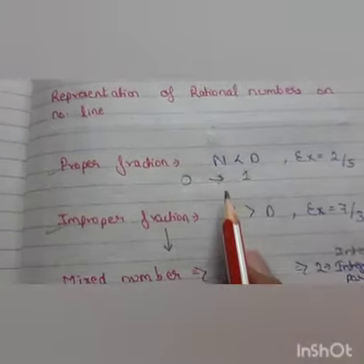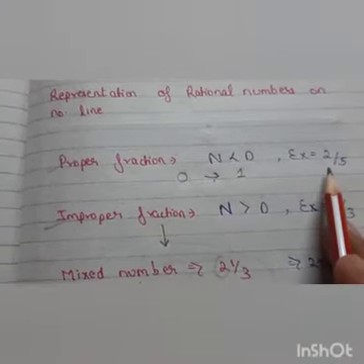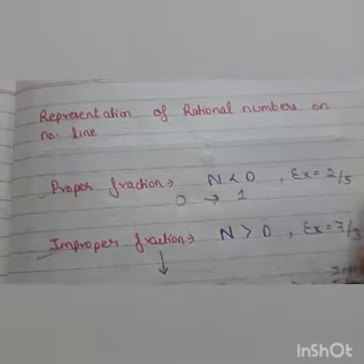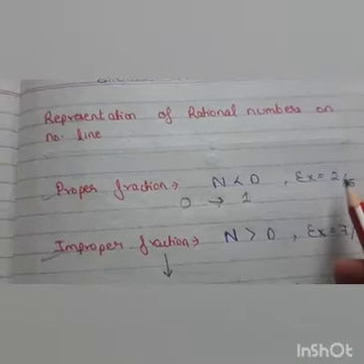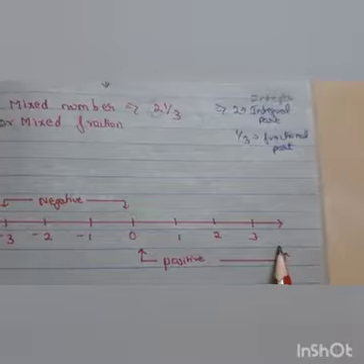But remember one thing, between 0 and 1, this I am saying for positive proper fractions, like 2 by 5. Is this positive or negative? This is positive. Positive means the integers after 0 on the number line are called positive integers.